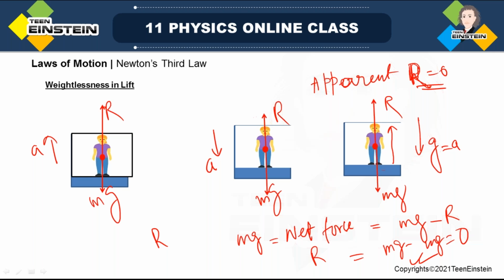Do you understand why you feel weightlessness? Because the reaction, sorry, apparent weight will be 0. So when a lift accelerates downward with g, the apparent weight of the man inside the lift becomes 0. This is the case for free fall. So this happens when we freely fall.